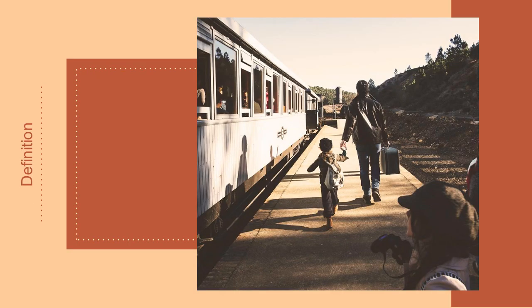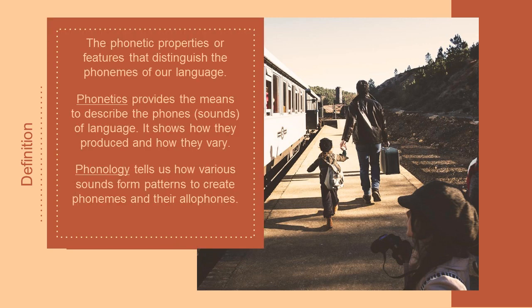For the first explanation, we're going to talk about what the distinctive features are, and we're going to contrast the definition and the role between phonetics and phonology. The phonetic properties are features that distinguish the phonemes of our language. Phonetics provides the means to describe the phones or the sounds of language. It shows how they are produced and how they vary. And phonology tells us how various sounds form patterns to create phonemes and their allophones.